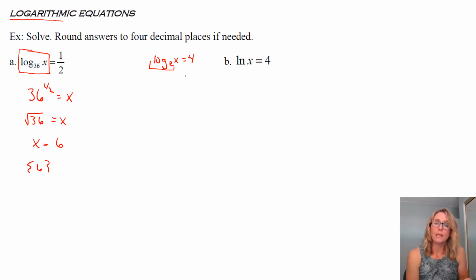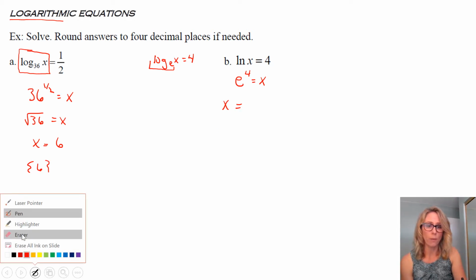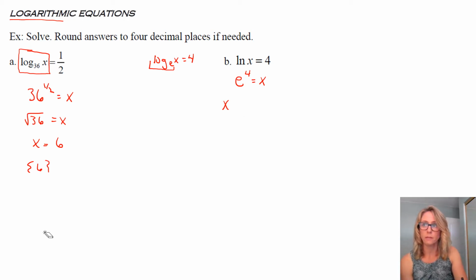And so we can still do what we just did in the other one and just rewrite this. What the left-hand side is saying is e to what power gives us x. And we know by the equal sign that that is 4. So e to the 4th power equals x. And that's great, because that's our answer. We can go ahead and put that into the calculator, find your e and then do your exponent. That's going to give you some decimal approximation, and we'll round that to 4 decimal places.